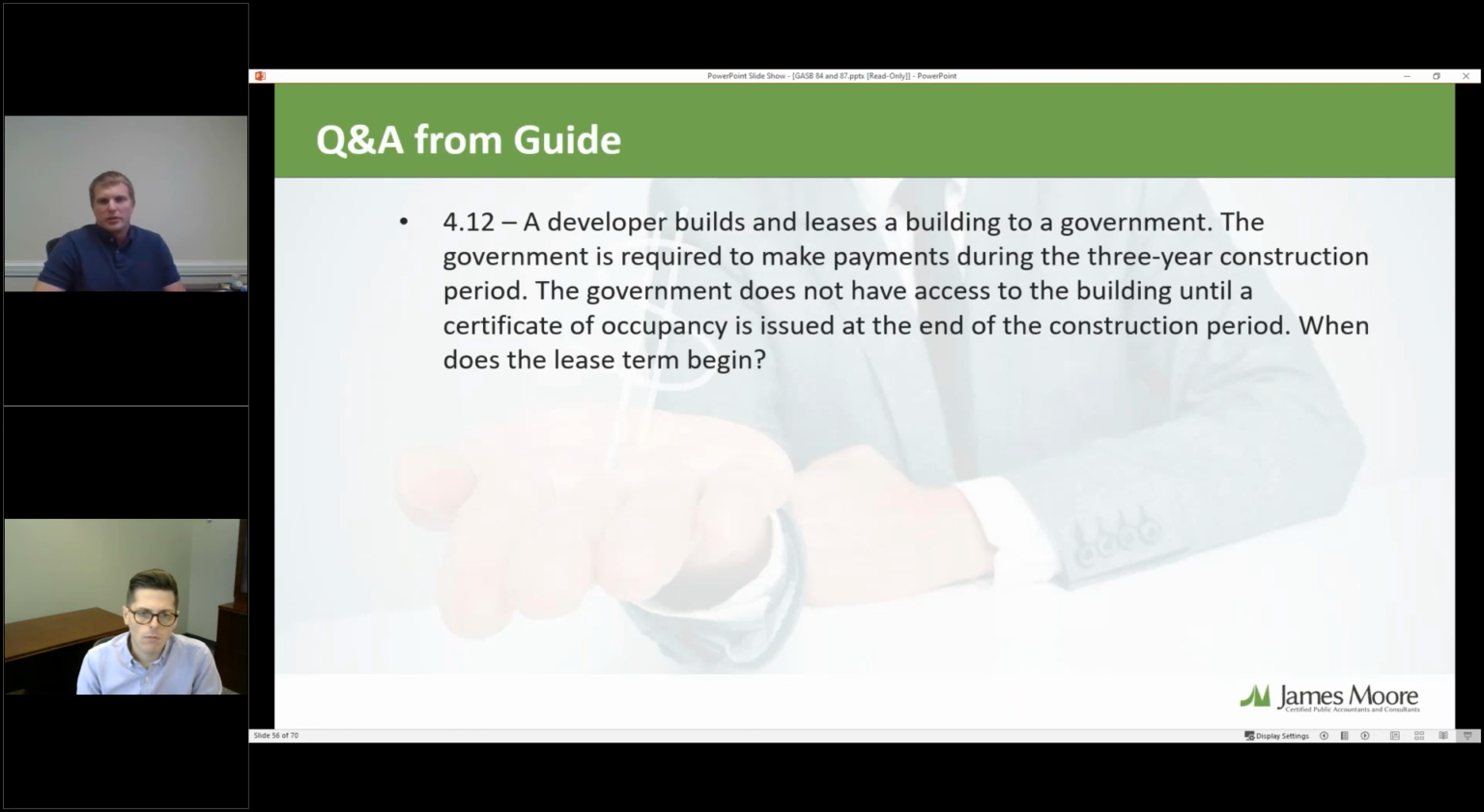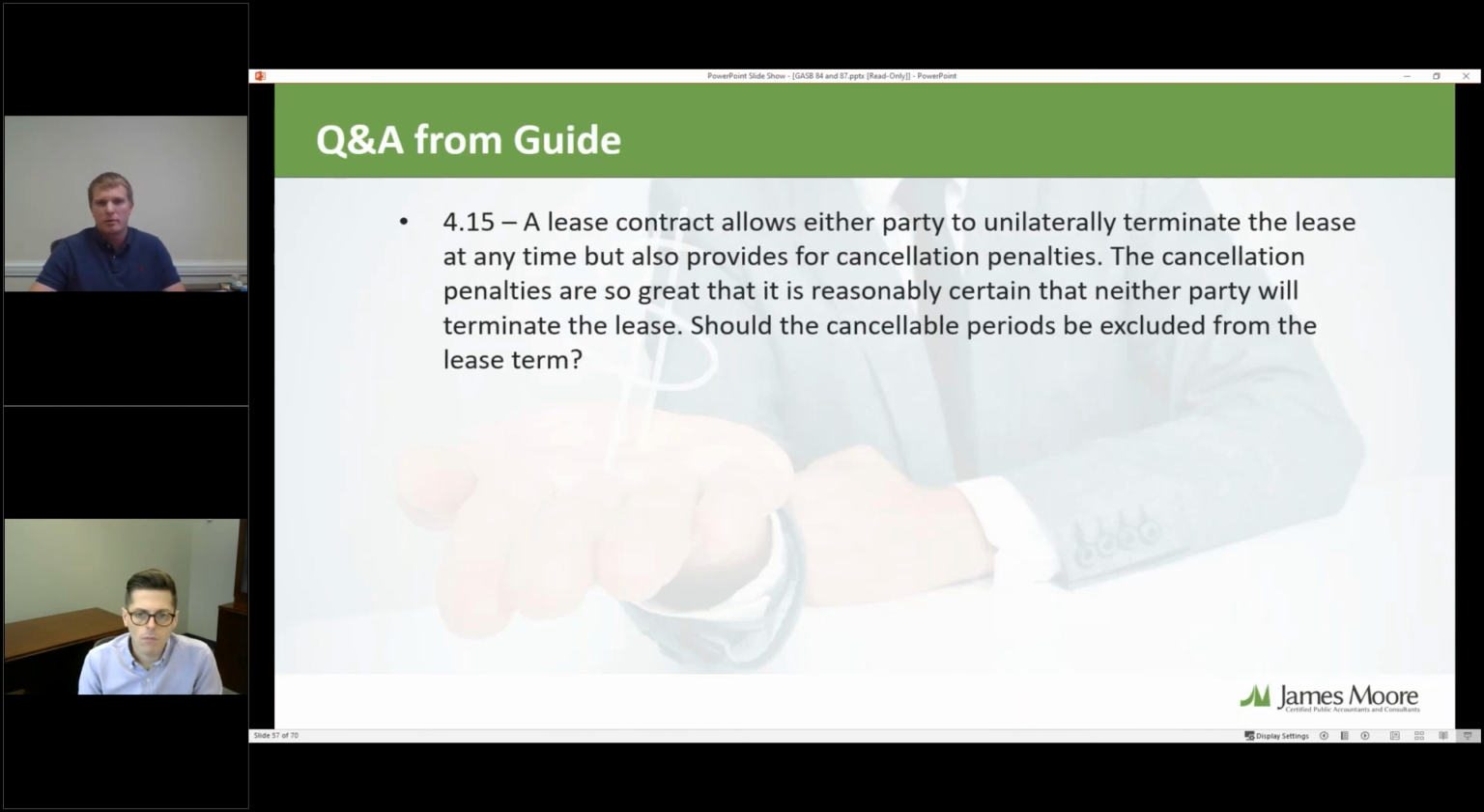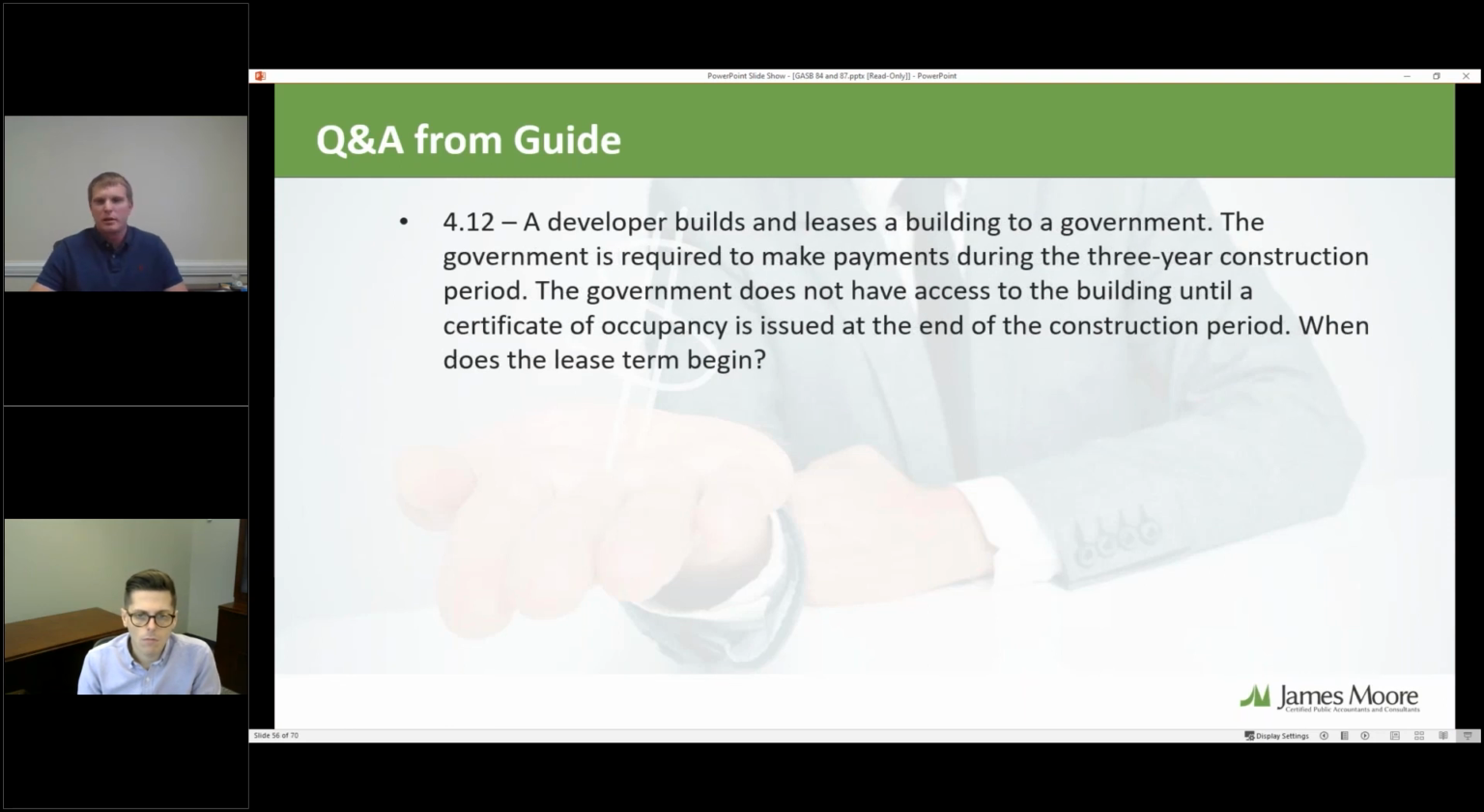A developer builds and leases a building to a government. The government is required to make payments during the 3-year construction period. The government does not have access to the building until the CO is issued at the end of the construction period. When does the lease term actually begin? So the lease term is going to begin when the CO is issued and when the government has access to that building, when they take over and are able to meet that use criteria. So remember, as we talked about before, any prepayments that are made are going to be counted as part of the lease asset.